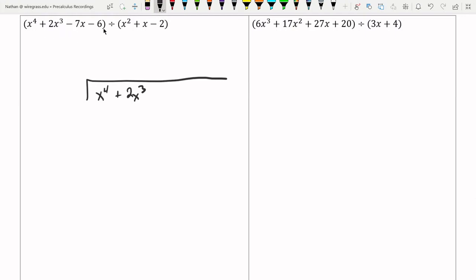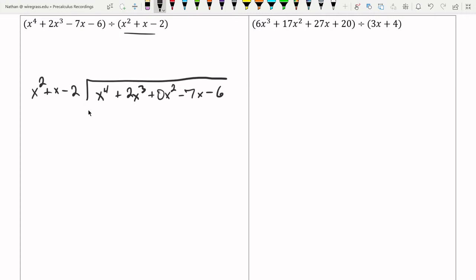So you can see here, there is no x squared in this. I'm going to add that in by adding a 0x squared, then minus 7x and minus 6. I've gone from the highest power to lowest power. Always write it this way. I think it's going to be easier to make sure you've done it correctly. The divisor, the denominator, goes on the outside.